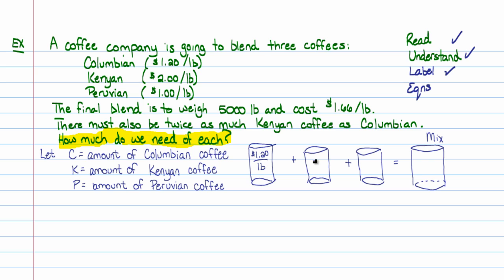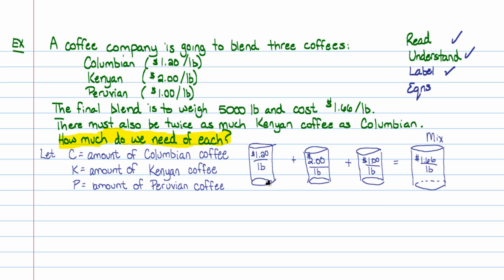And the Kenyan is $2 per pound. And finally, the Peruvian is $1 per pound again. And the mix we want to sell for $1.66 per pound. It's just like you would notice in a store. These have price tags on them. Also, what you'll notice in the store is how much each of these weigh. They usually say at the bottom how much they weigh.